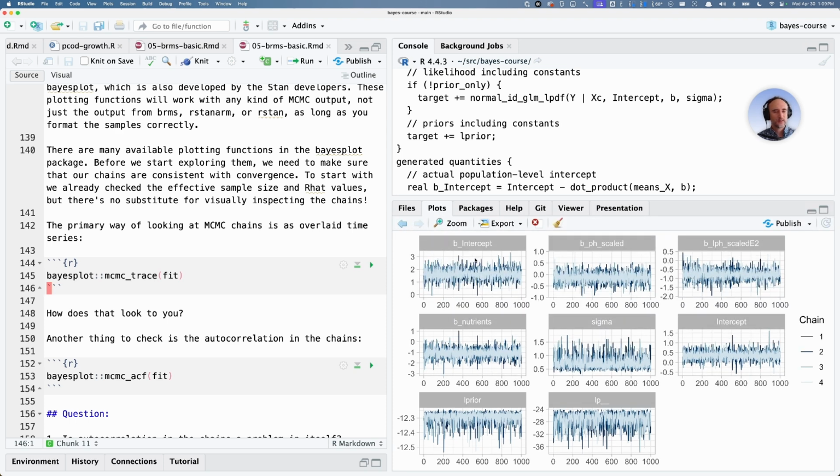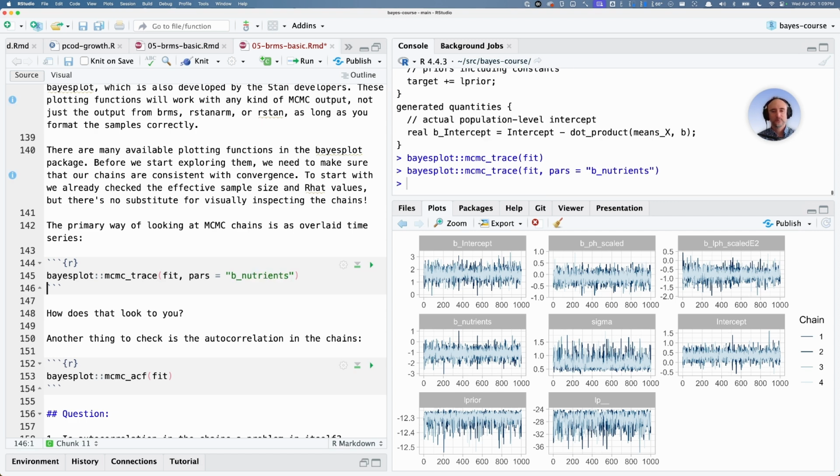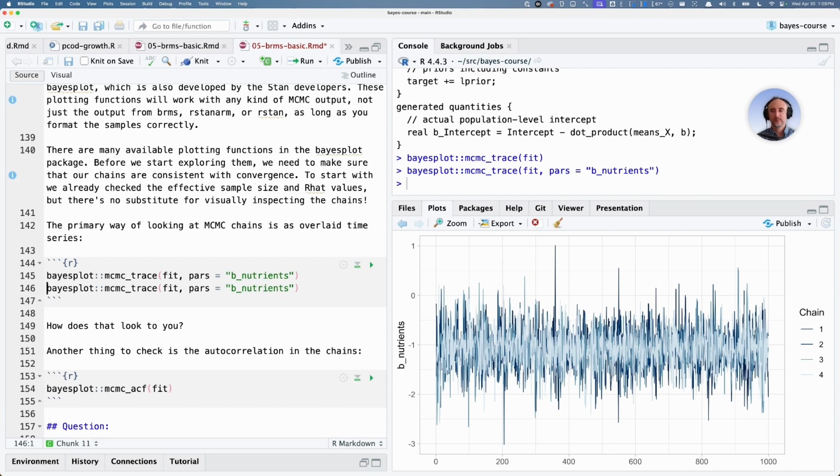So here we have all our various parameters, and we have our 4 chains in 4 different colors of blue. We also have the total log prior density and the total log posterior density under LP underscore underscore. If we didn't want to include those, we could just select individual parameters with the pars argument. So I can say pars be nutrients, and I would just get that parameter.